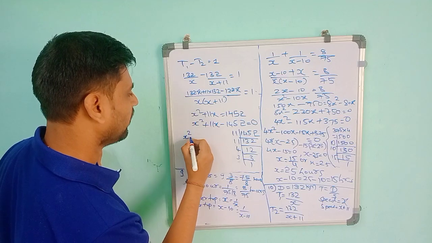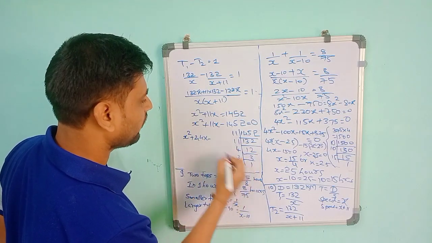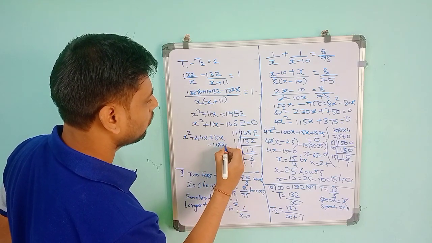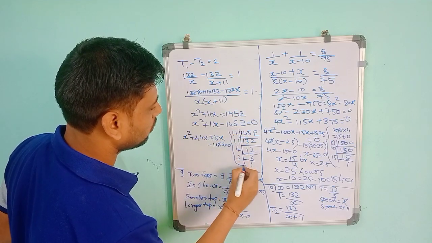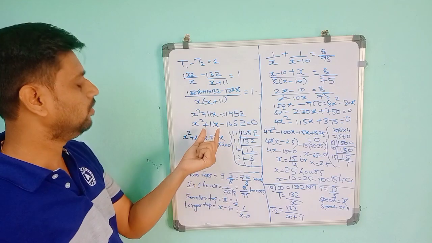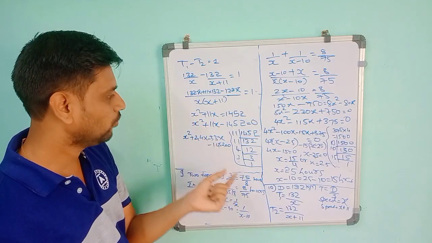So x square plus 11 into 4 is 44x minus 11 into 3 is 33x minus 1452 is equal to 0. This is the factorization method. Why I have taken 11 is because the value of x is in the form of 11, so I have taken 11.